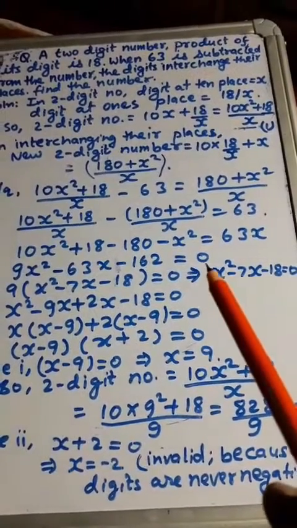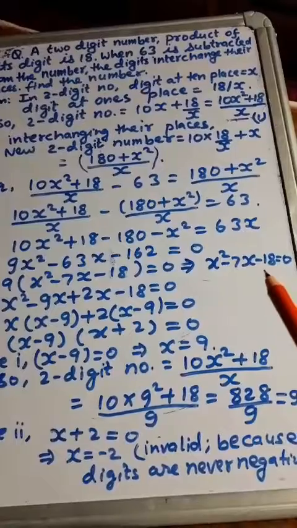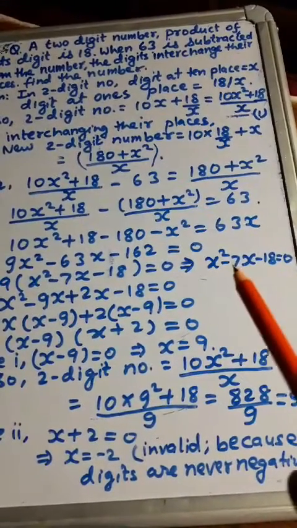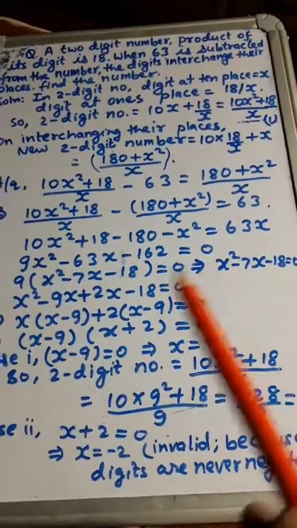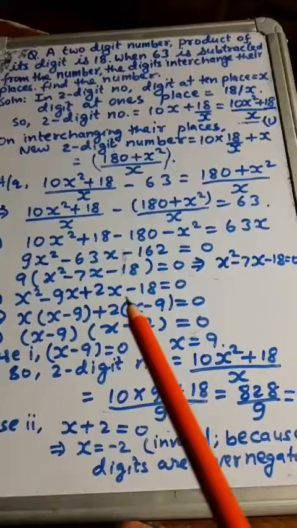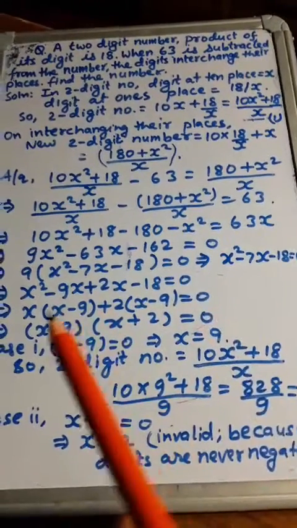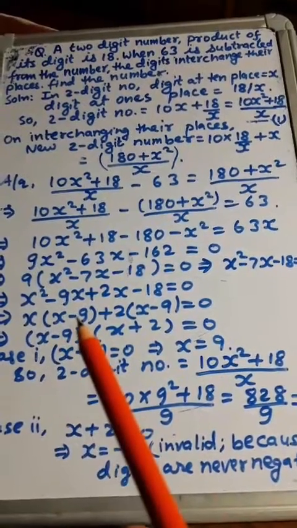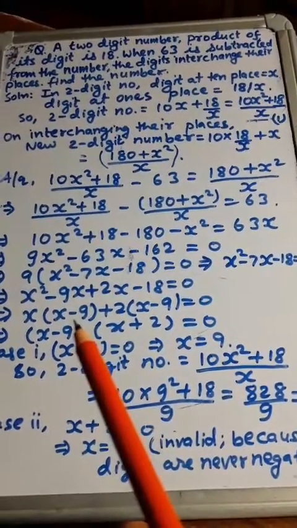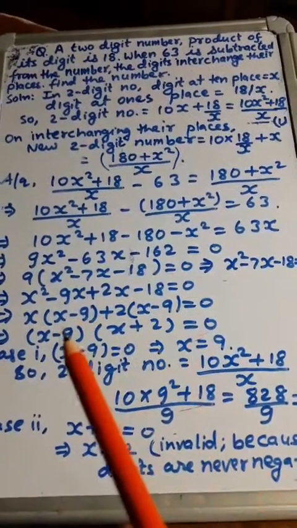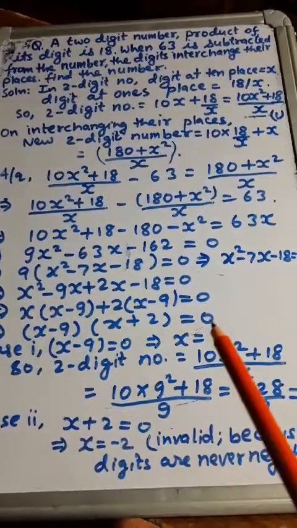Now use the splitting of the middle term. Here it is 1, here it is 18. 1 into 18, 18. 18 we can write as 9 into 2, 9 minus 2, 7. So minus 7 we can write as minus 9 plus 2. x square minus 9x plus 2x minus 18 equal to 0. We can take common in the first two terms and the last two terms. From the first two terms take x common, x minus 9. Last two terms, 2 into x minus 9. x minus 9 taken common, x plus 2 is remaining.